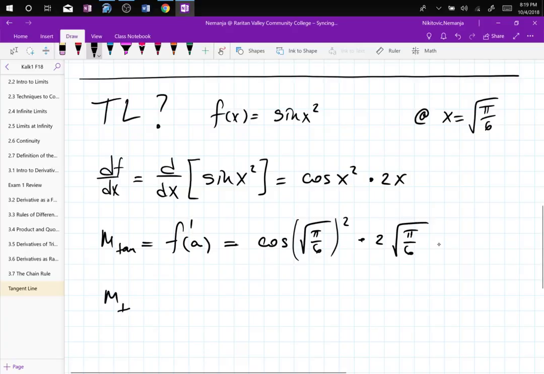So what is my slope? m tangent is going to be, when you square the square root of pi over 6, they cancel. So cosine of pi over 6 is, very good. Yeah, I gave you enough time. 3, 2, 1. Yeah, pi over 6. Wow. Root 3 over 2.